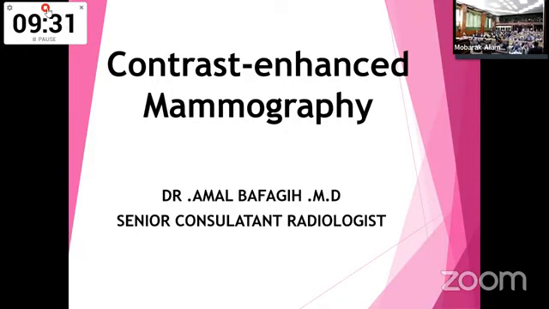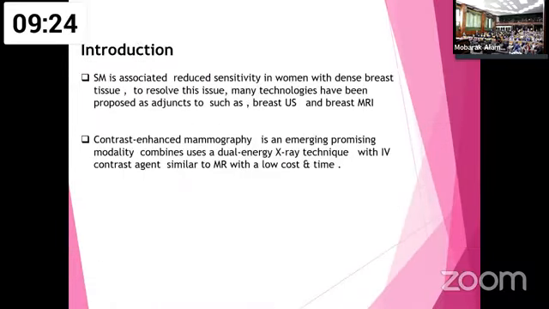My talk will be about contrast enhanced mammography. Breast cancer remains the most commonly diagnosed cancer in females, with the mortality rate grossly reduced with the use of screening mammography. However, screening mammography is associated with reduced sensitivity in females with dense breasts. To resolve this issue, many adjoining techniques, including ultrasound and MRI, have been used.